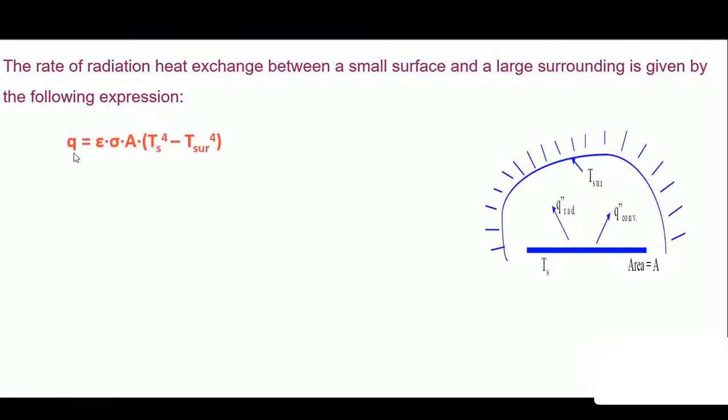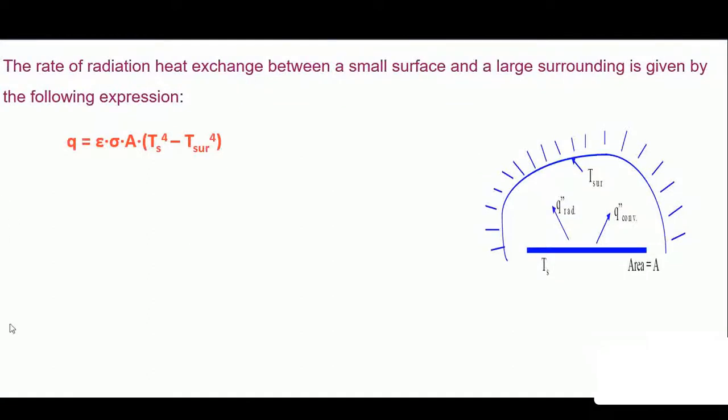Then if you expand it for two bodies, this was for a single body. Now if you expand it, you'll get a simple equation that the rate of radiation heat exchange between a small surface and a large surrounding is given by the expression Q. Now the radiative heat transfer is epsilon sigma A in bracket Ts raised to power 4 minus T surrounding raised to power 4, where Ts is the temperature of the surface which is emitting the radiations, and T surrounding is the temperature of the surrounding surface, which is a large surrounding surface and which is absorbing all the radiation.